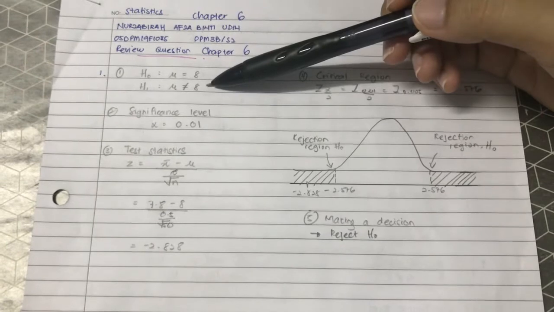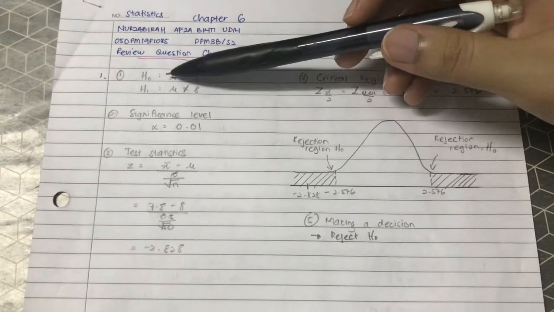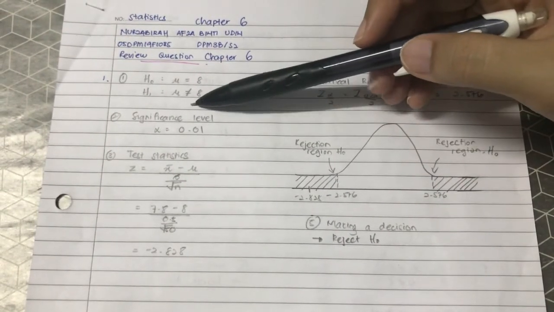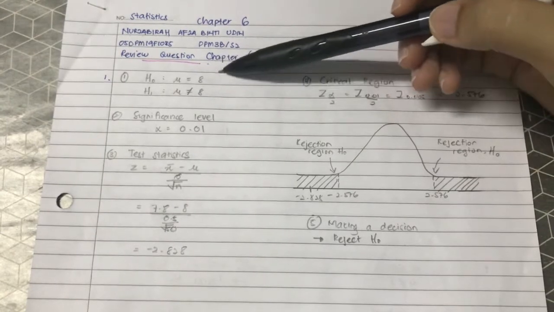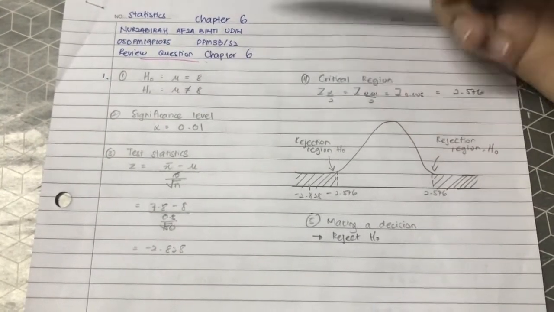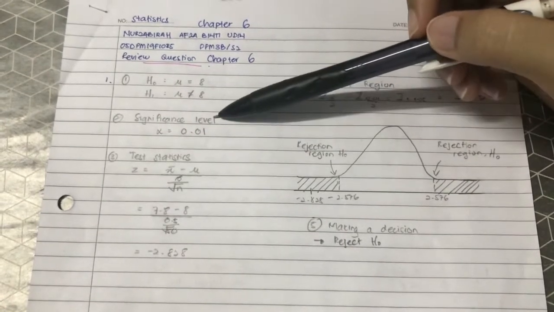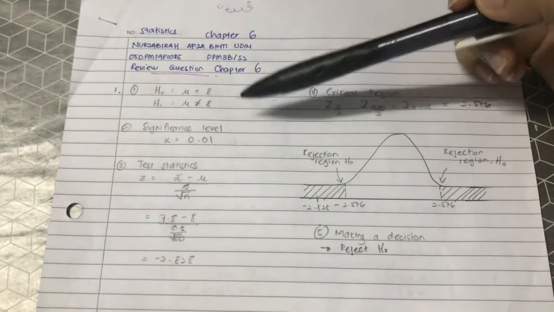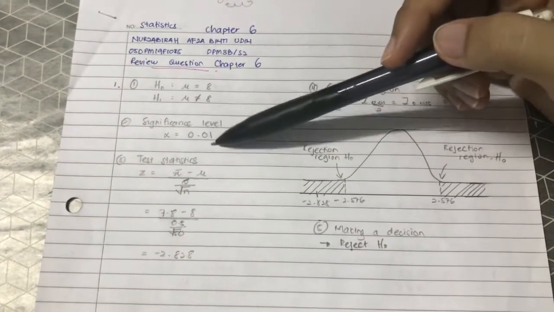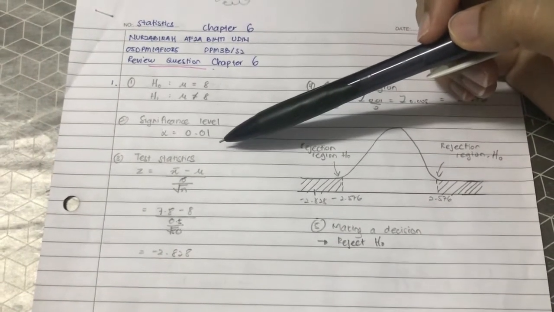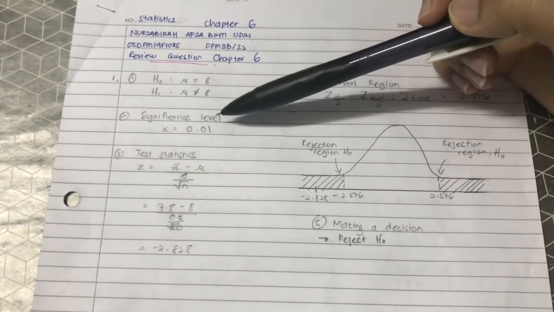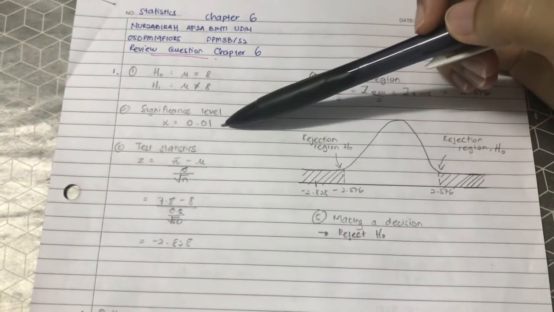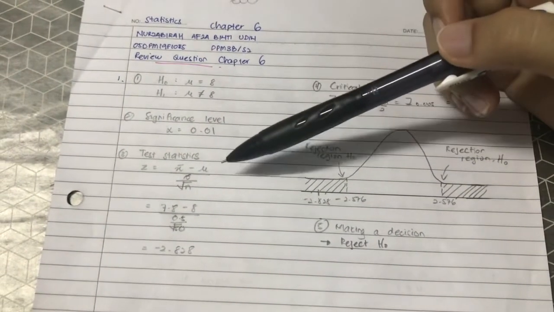In the question, it has mentioned that the null hypothesis equals 8 and the alternative hypothesis is not equal to 8. So you need to write this as the first step. The second step is the significance level. The significance level is also given in the question, so you just need to write alpha equal to 0.01. If the question doesn't give you the significance level, you just need to write alpha equal to 0.05. Okay, so we have settled step 1 and step 2.